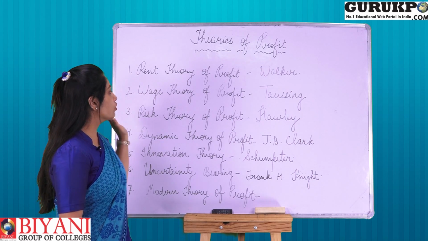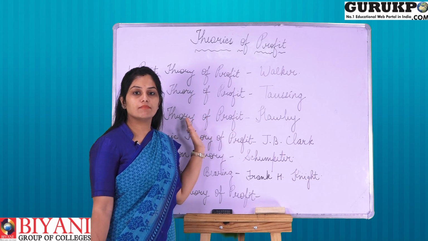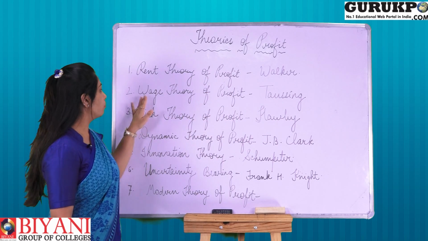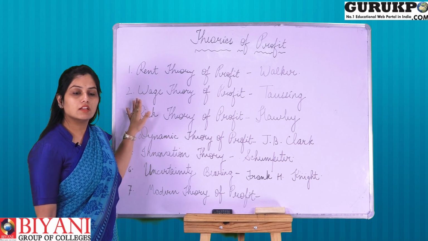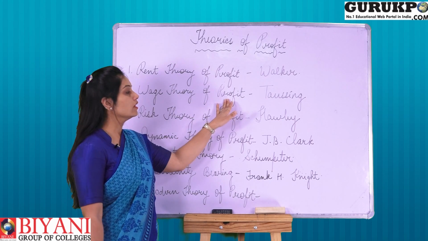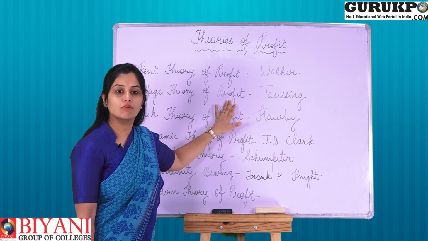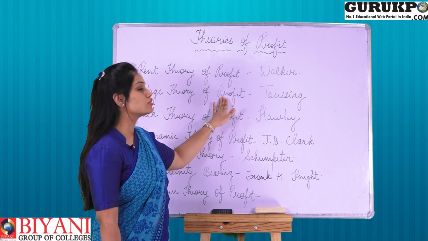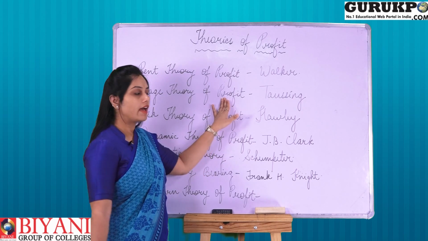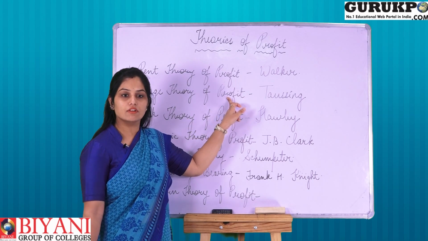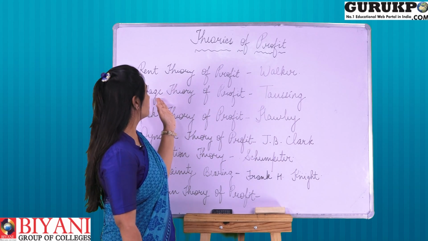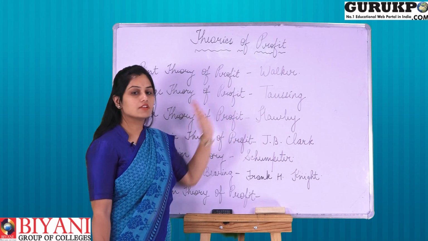Second, the wage theory of profit. This theory is given by Professor Taussig. He says that profit is similar to wages. As labor gets wages according to the work they have done, similarly the entrepreneur gets profit according to the work he has done. If he has shown more ability, more capability, more hard work, he will get more profit, and if he has done less work, with less ability, less capable of doing things, he gets less profit according to Professor Taussig.